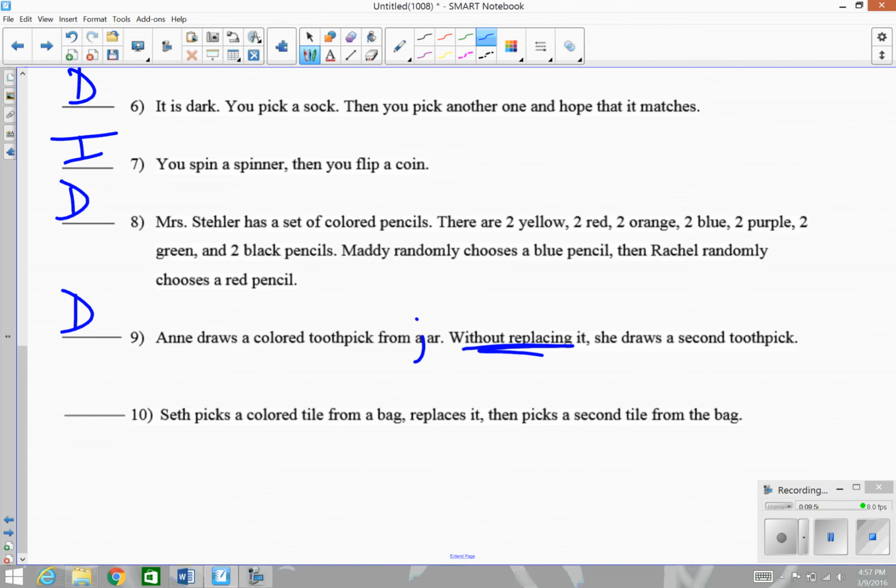Seth picks a colored tile from a bag, replaces it. He's putting it back. Then he picks a second tile. By putting it back, you're keeping the total the same. So that is independent.